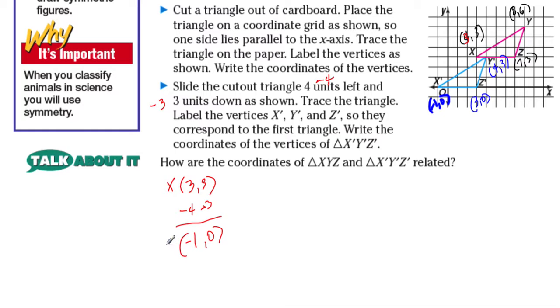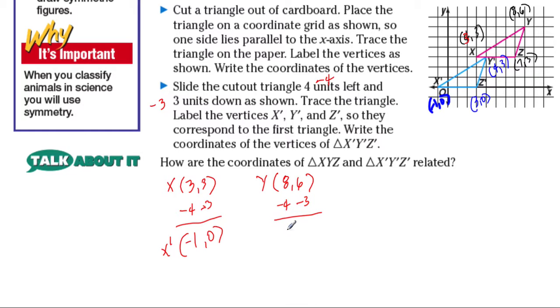So what do you notice? This is our x prime. If you look at our point y, which is 8 and 6, let me double check that so we won't make a mistake again. 1, 2, 3, 4, 5, 6, 7, 8, and 1, 2, 3, 4, 5, 6. Okay, y is good. And then we moved it 4 units to the left and 3 units down.